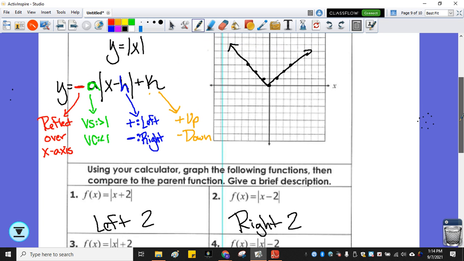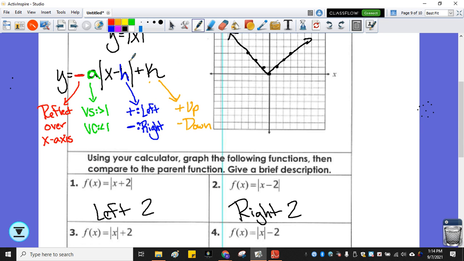So if I put this in the calculator, the absolute value of x will look like this, and then this one would move this graph left 2.